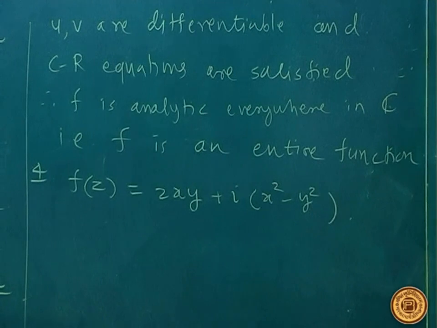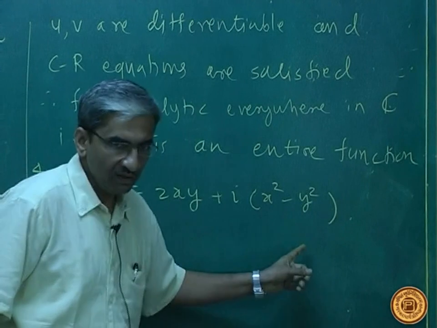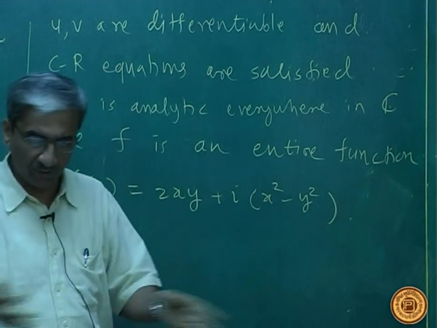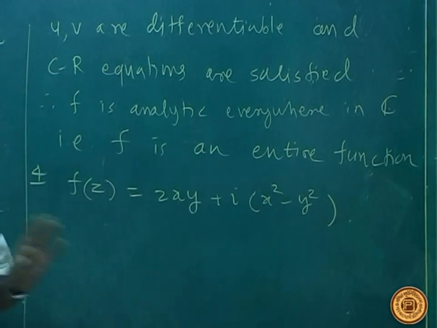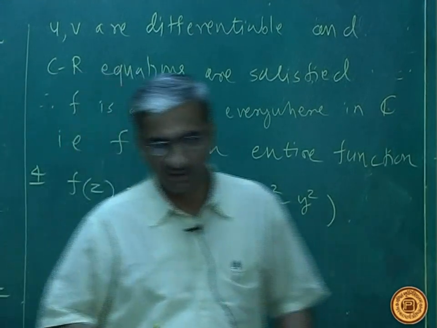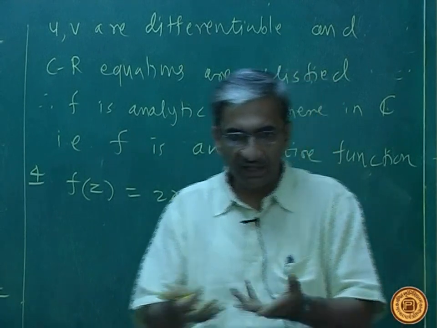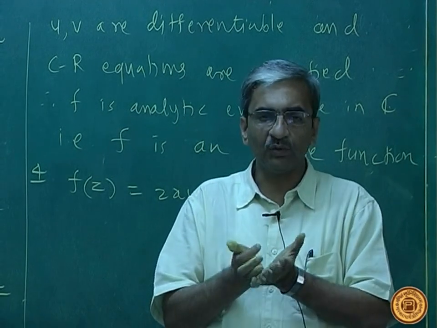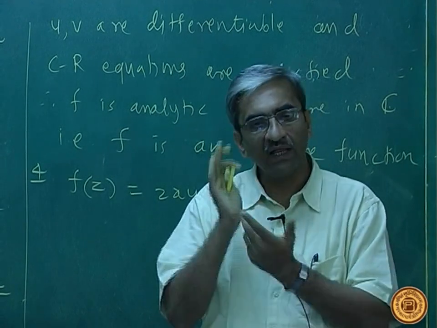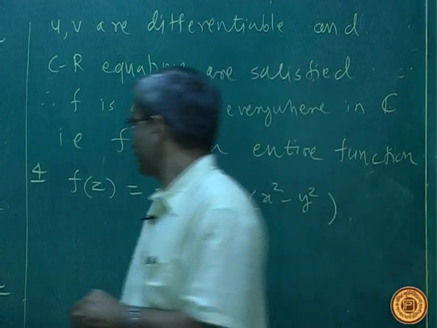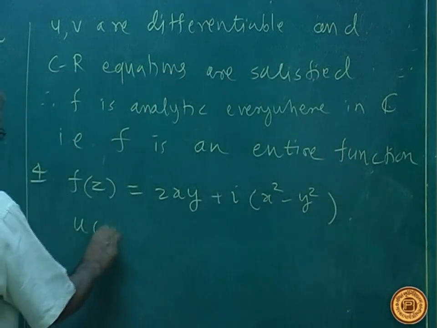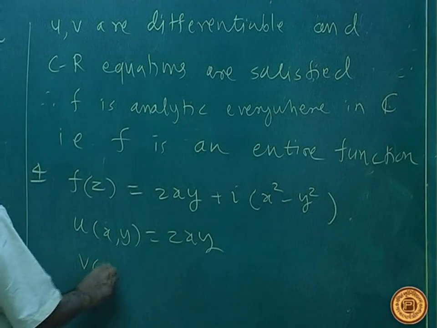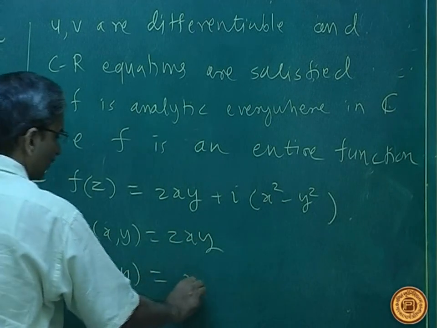Whenever a function is given to you like this in terms of u and v, you first of all write u, v, write ∂u/∂x, the first order partial derivatives, and check Cauchy-Riemann equations. That will first of all eliminate the points where it cannot be differentiable, because at a certain point if Cauchy-Riemann equations are not satisfied, then f cannot be differentiable. So let us find u, v. What is u(x,y)? It is the real part, that is 2xy. v(x,y) is what? x squared minus y squared.